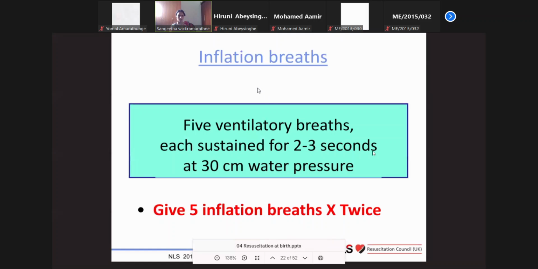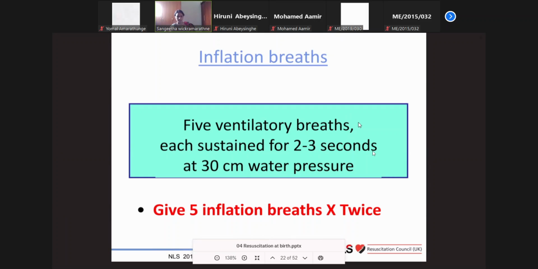Right? So the inflation breaths are 5 in number, each to be sustained for 2 to 3 seconds. That means you have to inflate the lungs. It means you have to push the fluid inside the lungs away from the alveoli to the lymphatics. So that's your aim. So you give inflation breaths with the bag and the mask.